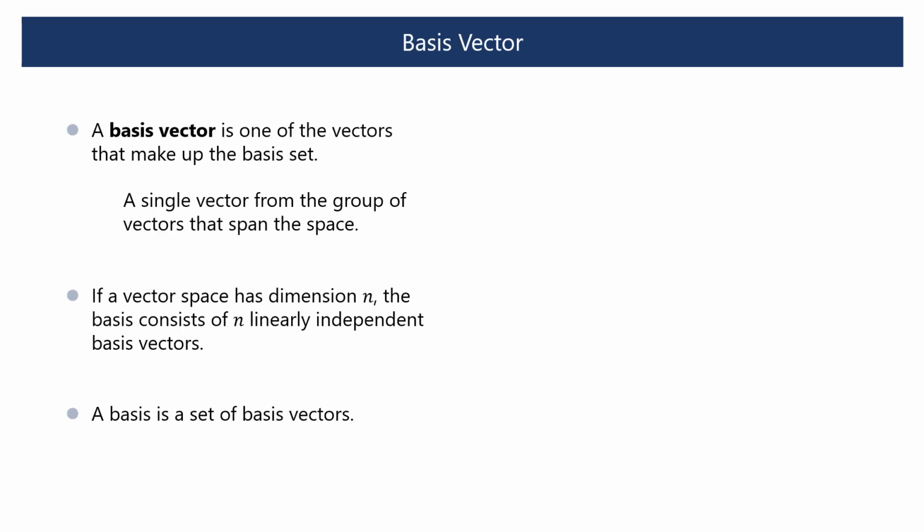A basis vector is one of the vectors that make up the basis set. It is a single vector from the group of vectors that span the space. If a vector space has dimension n, then the basis consists of n linearly independent basis vectors. A basis is a set of basis vectors.